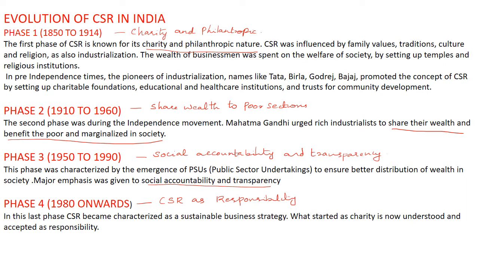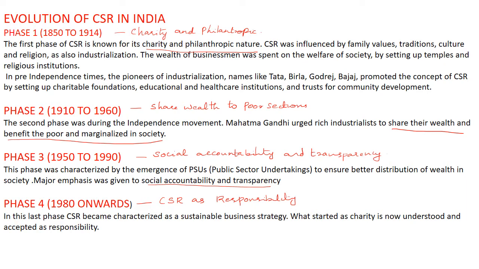The second phase is from 1910 to 1960. During that phase, that is during the independence movement, they were sharing wealth with the poor section and marginalized people in the society. Next is phase 3, from 1950 to 1990: social accountability and transparency. After independence, we have public sector undertakings. Through the public sector undertakings as well as the private sector, the major emphasis was given to social accountability. You should be accountable to the public, and you have to be transparent in your business. So these are the 2 terms involved in CSR activities until 1990.